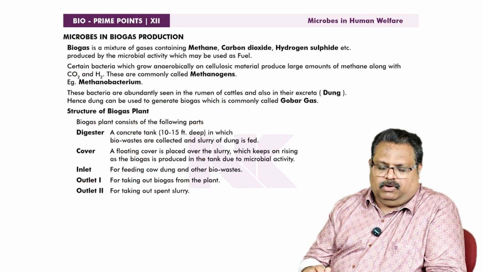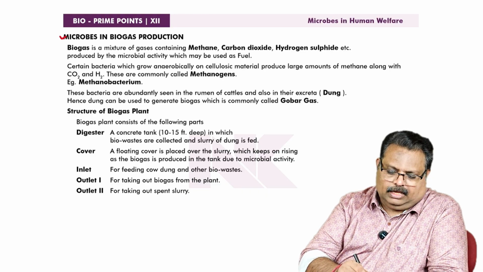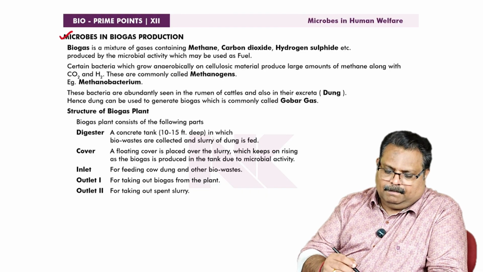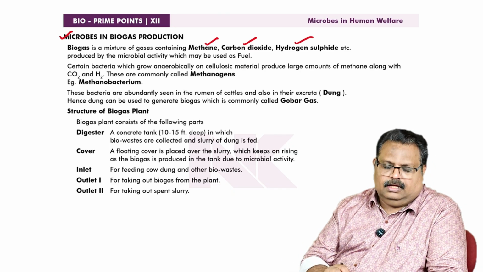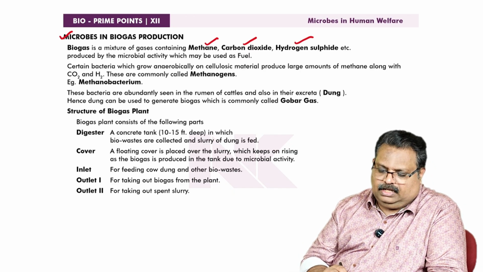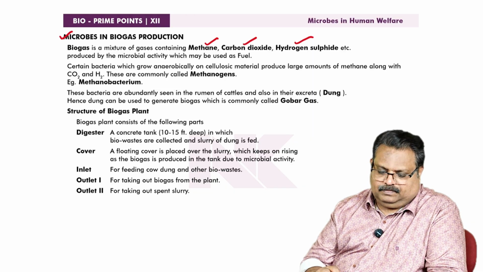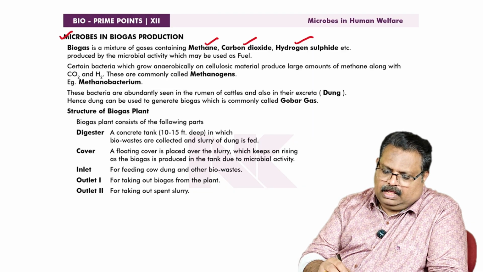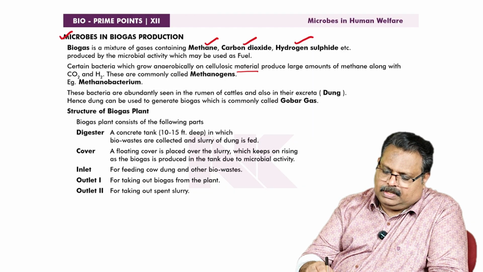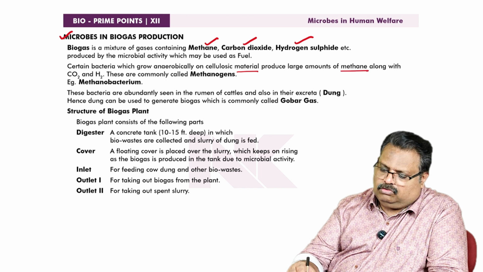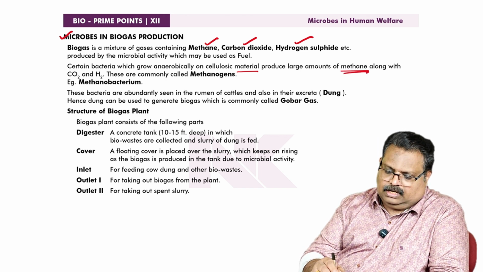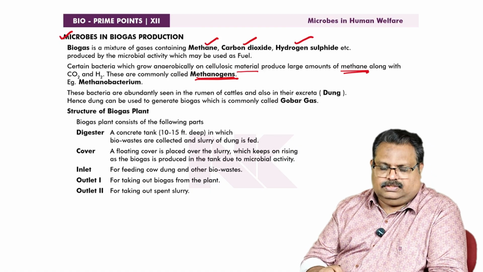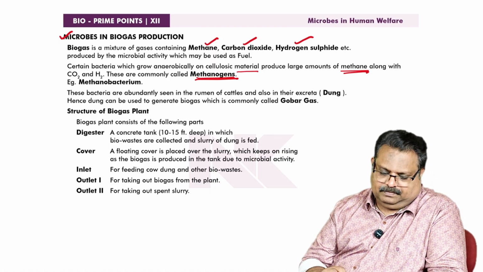The next prime point is the production of biogas from microbes. Biogas is a mixture of gases containing methane, carbon dioxide, hydrogen sulfide, etc., produced by microbial activity, which may be used as fuel. Certain bacteria which grow anaerobically on cellulosic material produce large amounts of methane along with carbon dioxide and hydrogen. These are commonly called methanogens, methanobacteria.